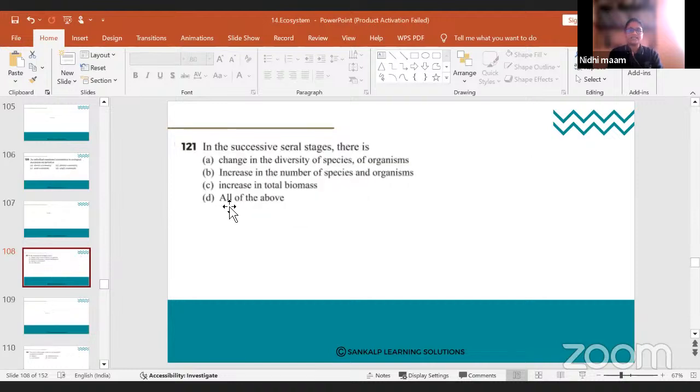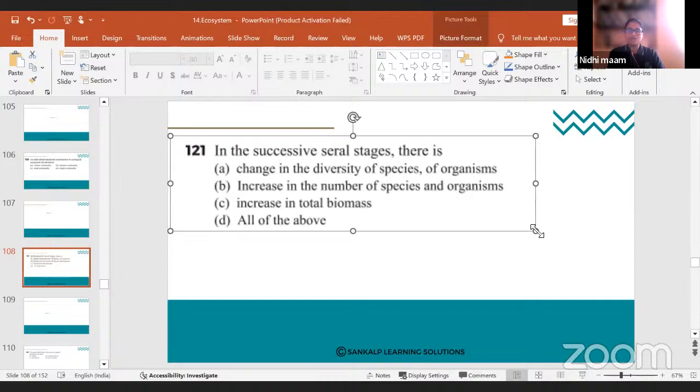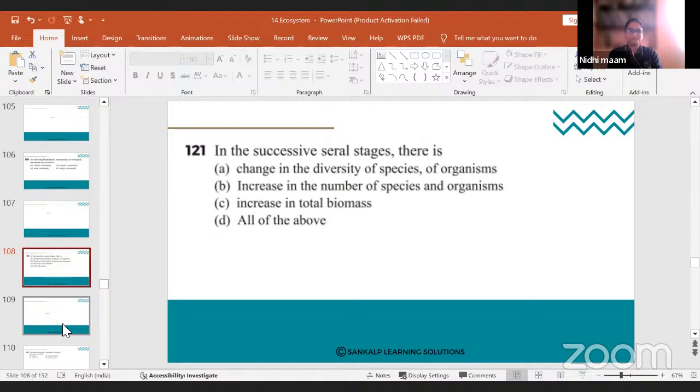Next question. In the successive serial stages, there is option A, change in diversity of species of organism, B, increase in the number of species and organism, C, increase in total biomass, D, all of the above. What happens in successive serial stages? Yes, Jyoti, Tasmiya, Ranjita, Aishu, Sushmita. So the confusion is between option C and option D. The right answer is option D, that is all of the above.